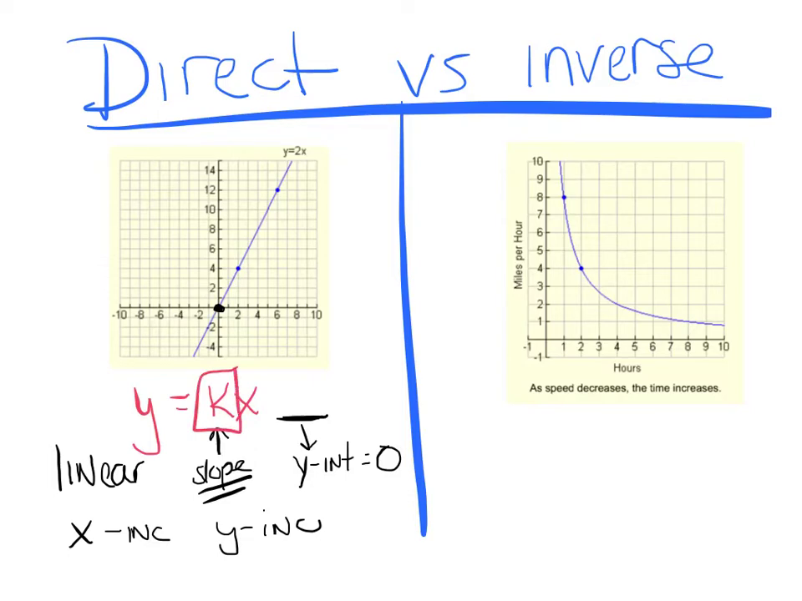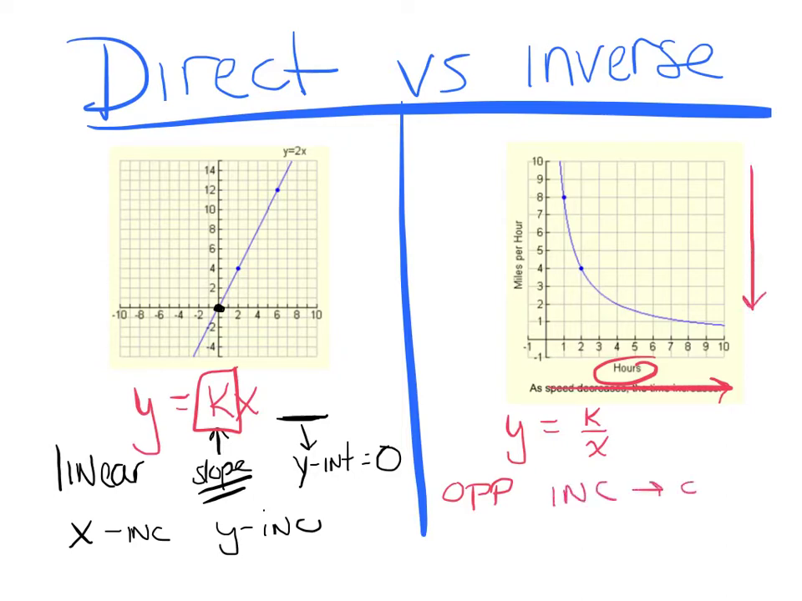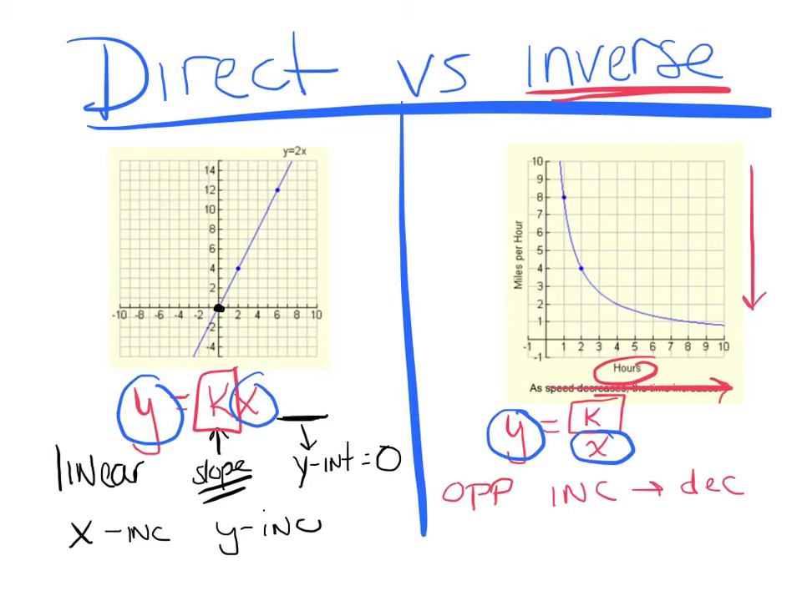Now in inverse, it's y equals k over x. Okay, you'll notice that these are doing opposite things. As my hours increase, my miles per hour decrease. So as one increases, the other decreases. Okay, they are inverse relationships. They're going against each other. And again, that k is the constant of proportionality. The only things we're changing are the x and the y. We cannot touch the constant.